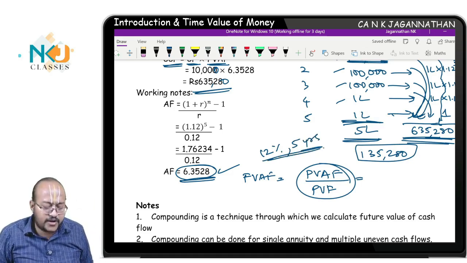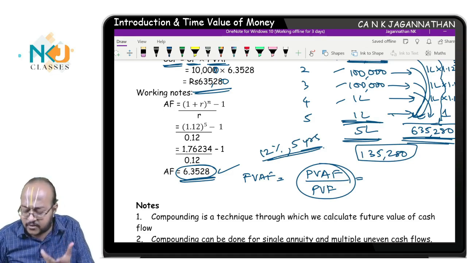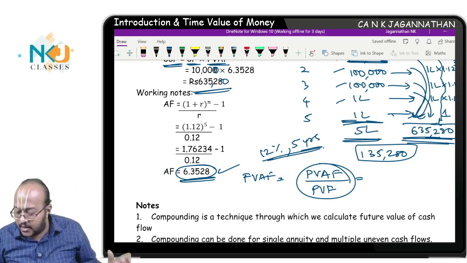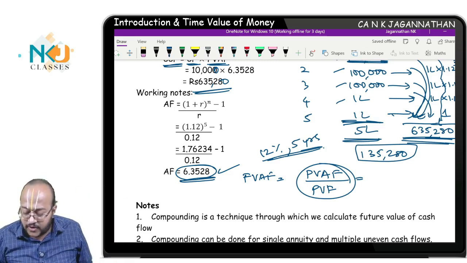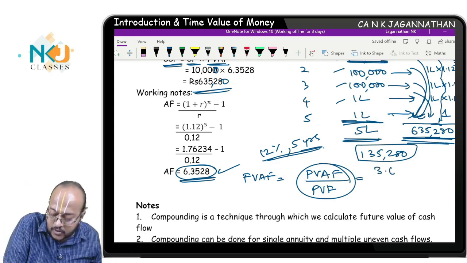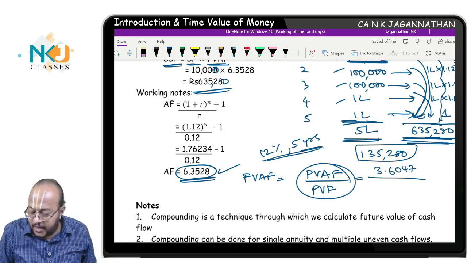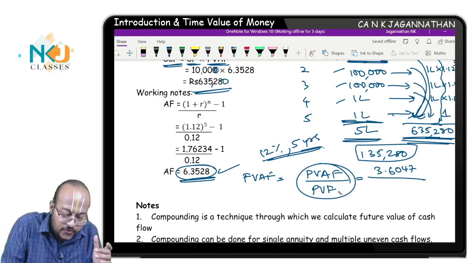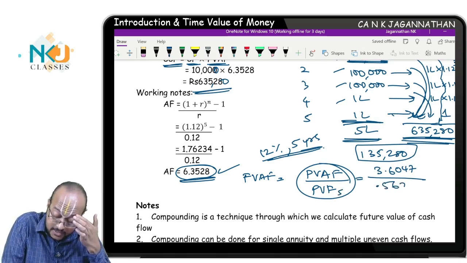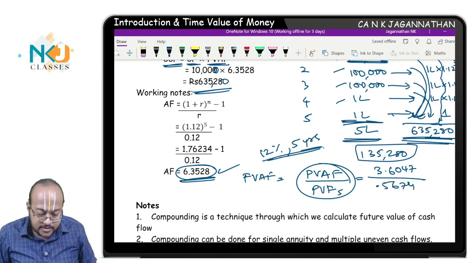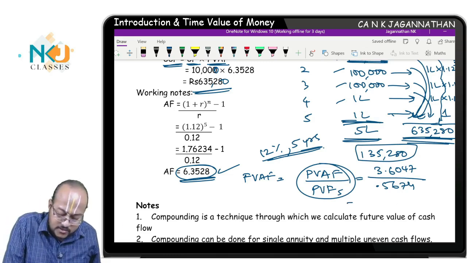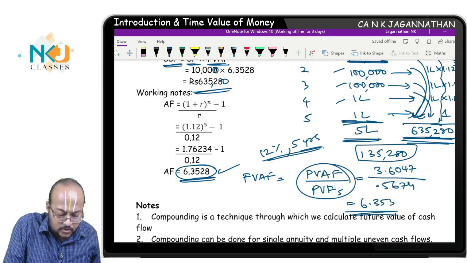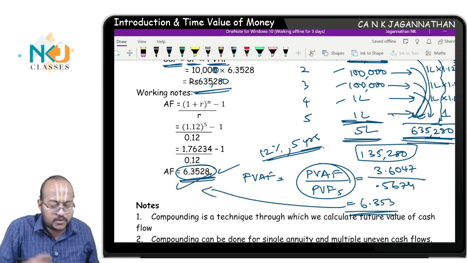Correct? So first find the present value annuity factor. How to find the present value annuity factor? That we already know. 1 divided by 1.12 we will do, because the interest rate is 12%, equal to 5 times. Press GT, we will get 3.6047, divided by the present value factor for the 5th year, 1 divided by 1.12 to the power 5. How much will you get? 0.5674. Please divide it, 3.6047 divided by 0.5674, we will get 6.353. It's a rounding off issue, but as good as 6.3528.